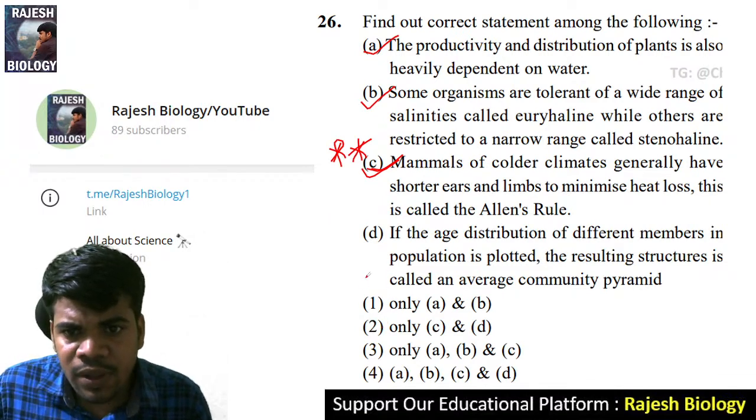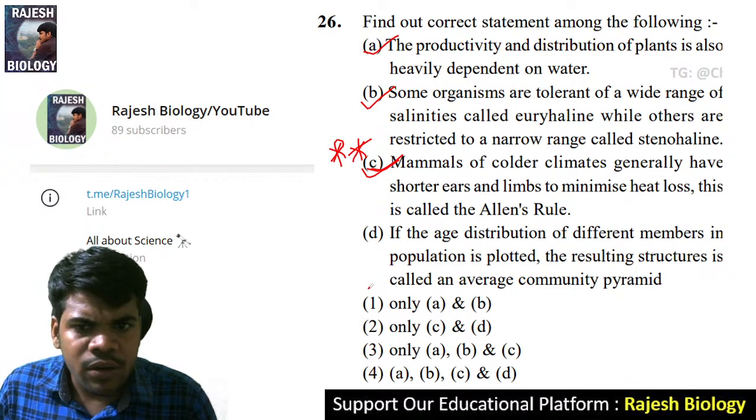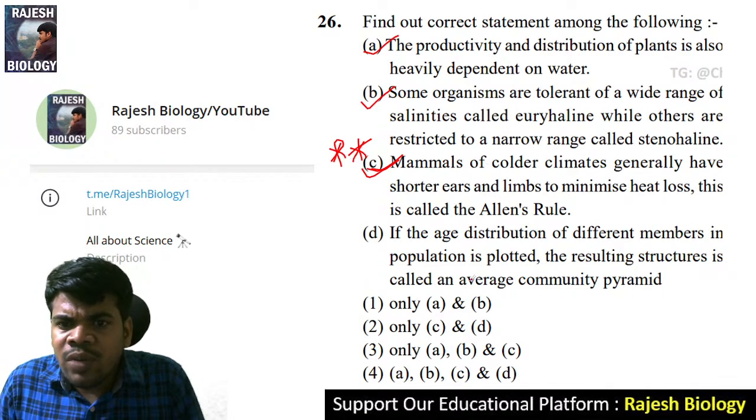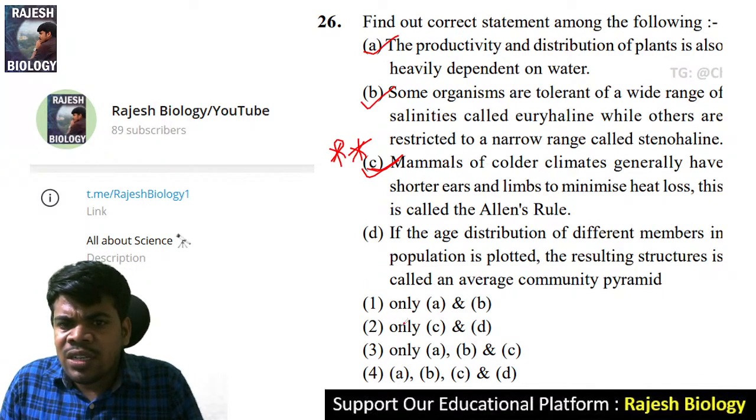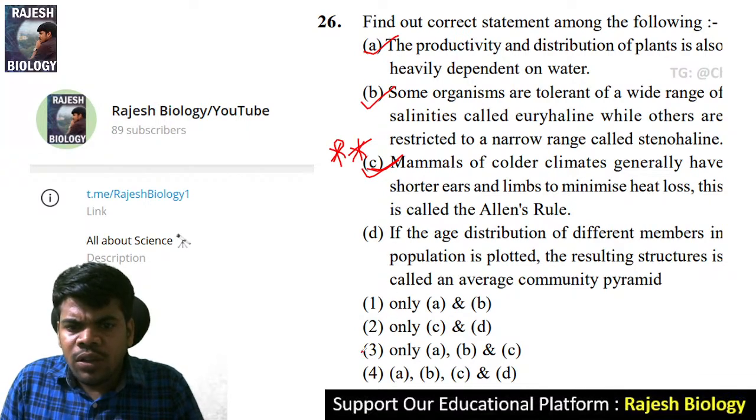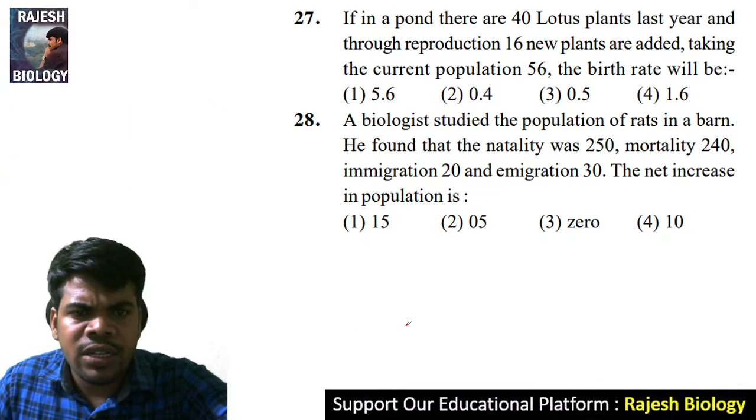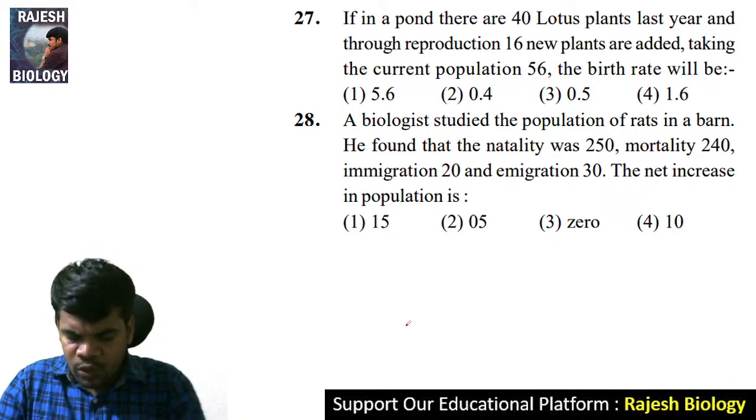ABC correct. If the age distribution for different members in a population is plotted, the resulting structure is called the average community pyramid. That is wrong. ABC only correct. The answer is 3. Come to the 27th question.